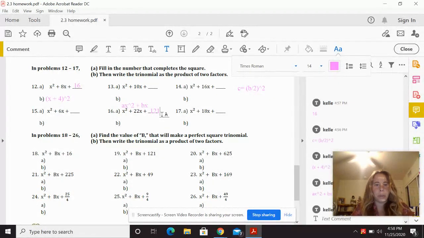11 times 11 is 121. All right, I think. Yeah, that checks out. Okay, so that's your c, and then this is just b divided by 2. So it's going to be x plus, when we divided b by 2, we got 11, and then that is squared. All right, so that's how you do those. So to find c, divide b by 2, and then square.